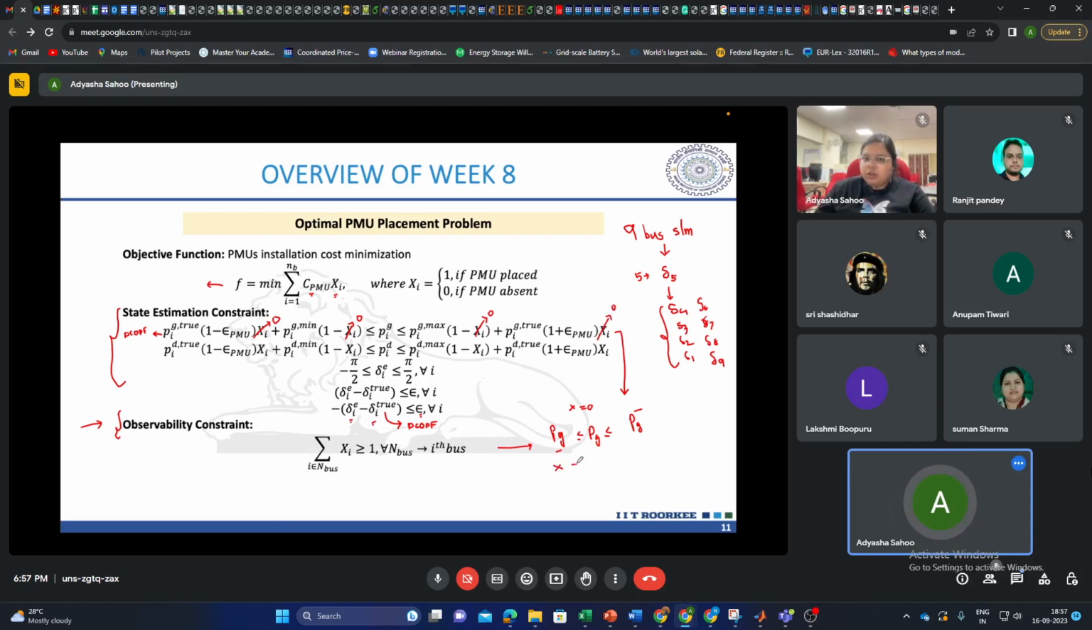Similarly, if x equal to 1, what will be the value? If x is 1 now, you will get this, which is Pg true times 1 minus epsilon, plus, if this is now 1, then it will be 1 minus 1, 0, so this term will be 0, less than or equal to Pg less than or equal to, this is 1, so this will be 0, this is 1, this will be Pg true times 1 plus epsilon.